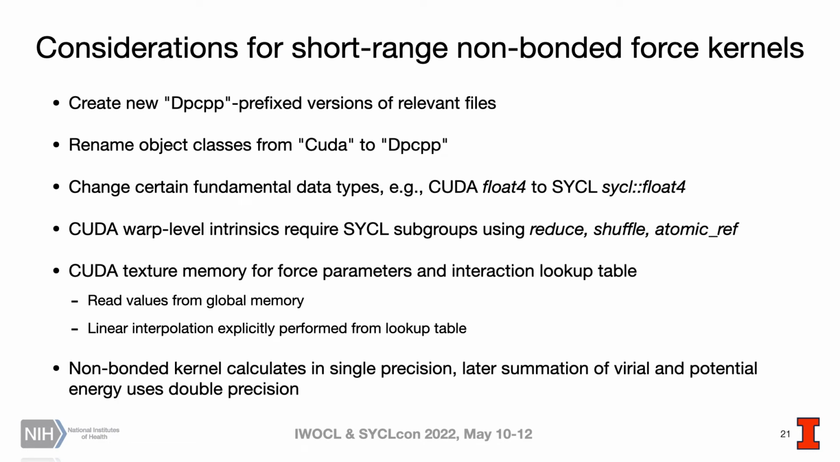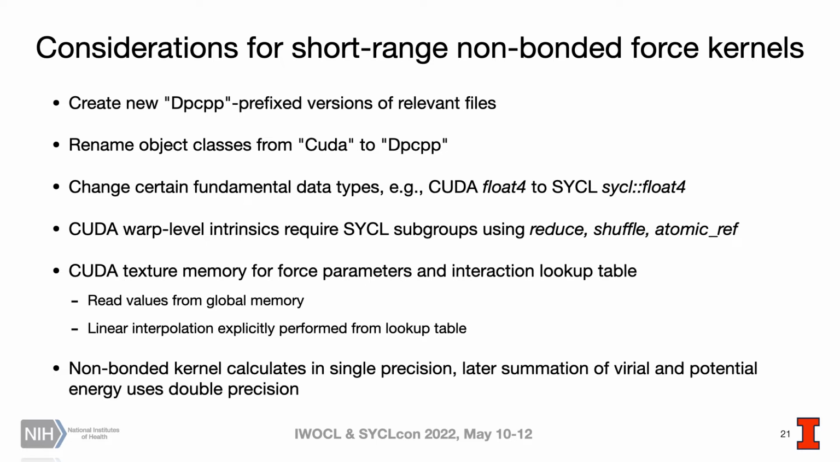In spite of having a code conversion tool, there were still a number of considerations beyond what any automatic tool is capable of. For NAMD, we created new DPCPP prefixed versions of the relevant files in which we renamed object classes from CUDA to DPCPP. We also had to change certain fundamental data types. For example, CUDA float4 had to become SYCL float4.